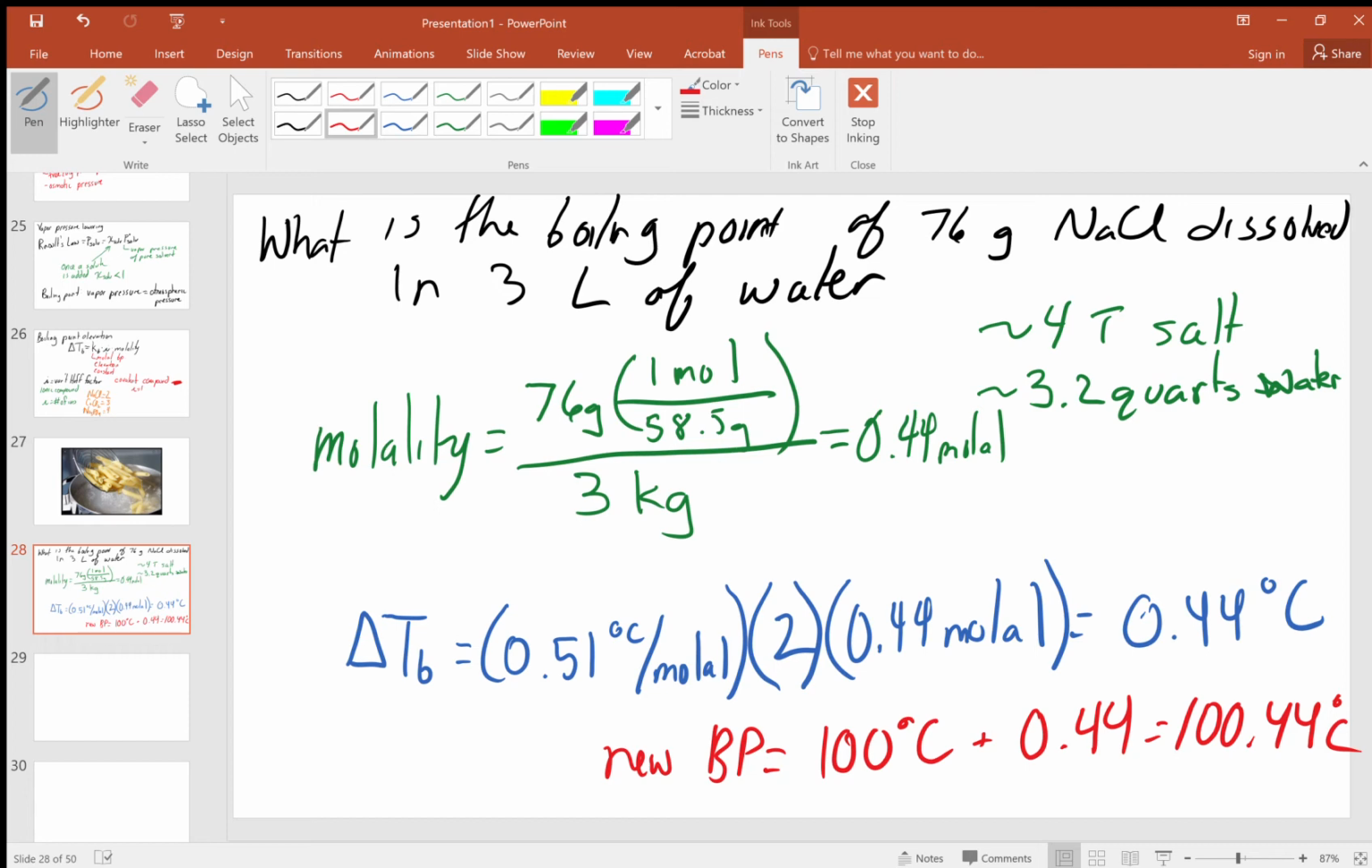So the next time someone tells you that adding salt to your pasta water is going to make a big difference in how it boils and how quickly it boils and what temperature it boils at, well, now you know that it won't actually make any significant difference at all.